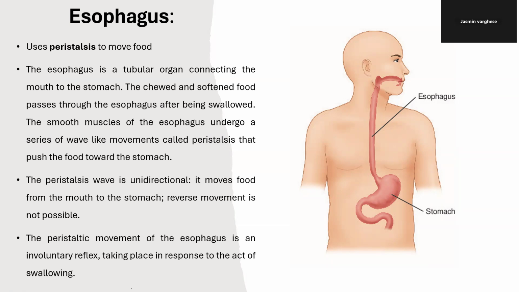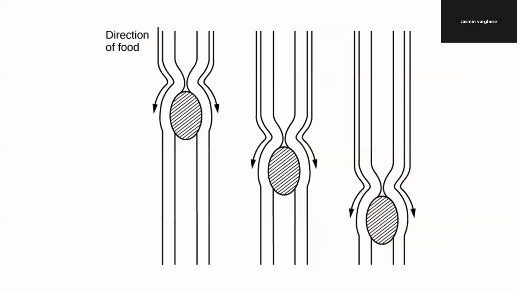The peristalsis wave is unidirectional. That means it moves food from mouth to stomach. Reverse movement is not possible. The peristaltic movement of the esophagus is an involuntary reflex taking place in response to the act of swallowing. Here you can see how the peristalsis takes place. Only one direction. In only one direction, you can see the movement.